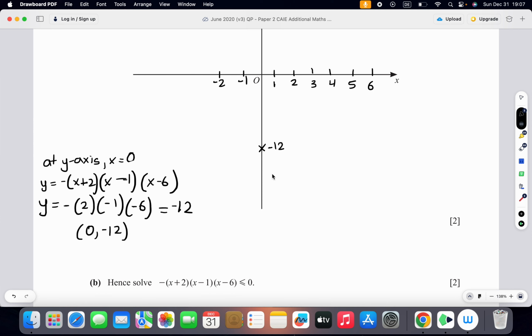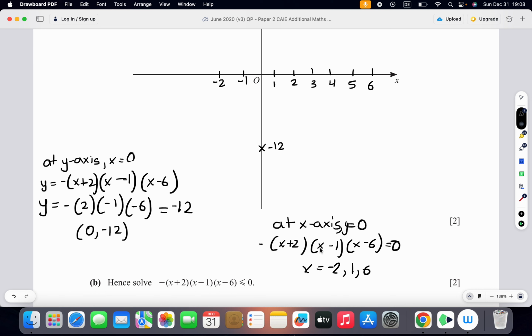Similarly, let's work it out for the x-axis. At the x-axis, this is when y is equal to 0. So negative (x plus 2)(x minus 1)(x minus 6) is equal to 0. And you don't really need to work this out, but you just know that it's negative 2, 1, and 6. That's what the factored form shows, but if you can't recall that relationship, you can just work it out like this as well.